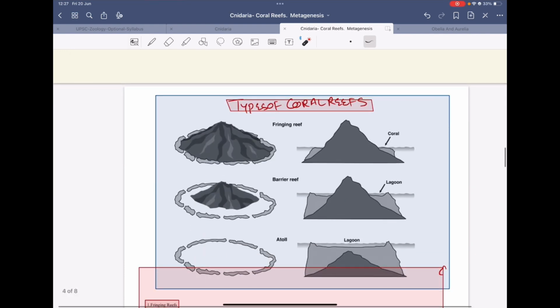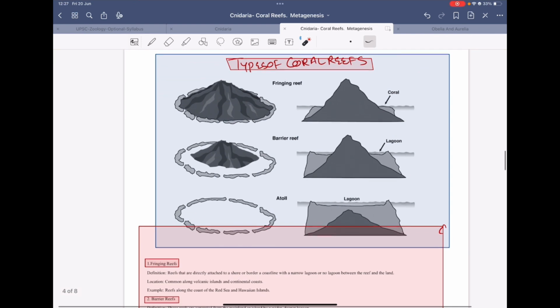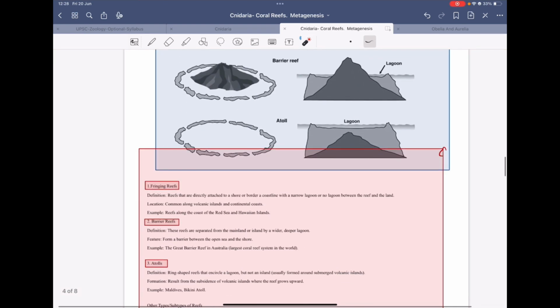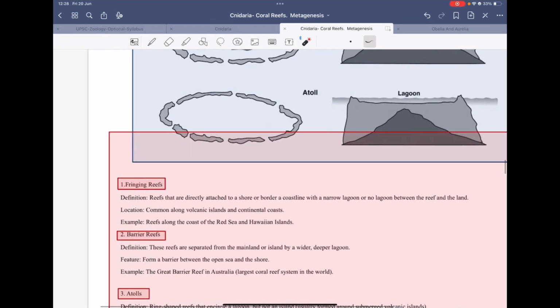Okay, then there is the topic of types of corals. There are different types of corals. The first one is the fringing reef. If you see in the diagram, you will observe that fringing reefs are directly attached to the shore, and they border a coastline with a narrow lagoon or no lagoon. It's not important that they have a lagoon between reef and land. It is common along volcanic islands and continental coasts. For example, coral reefs in the Red Sea and Hawaiian areas.